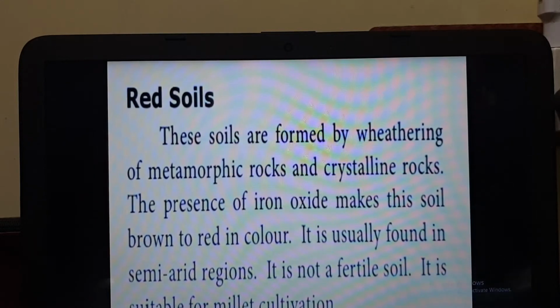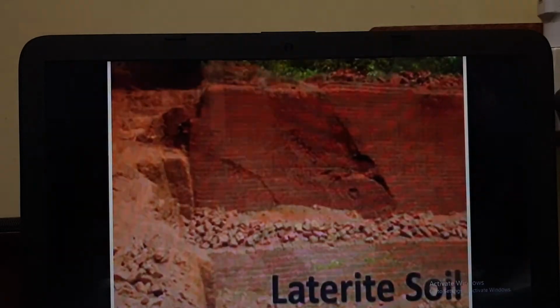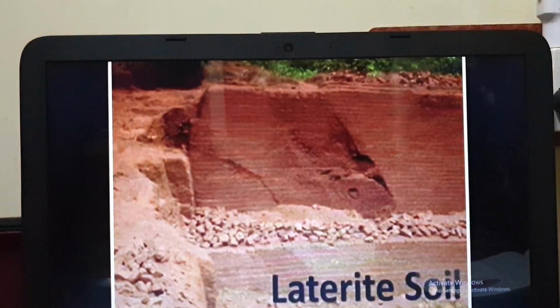It is suitable for millet cultivation. So you all know what millet is, right? Cereals, millets, we used to say, right? It is meant for what cultivation? Millet cultivation.